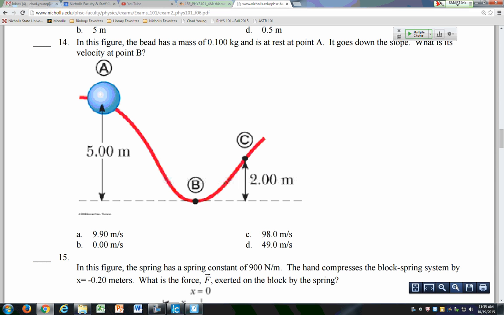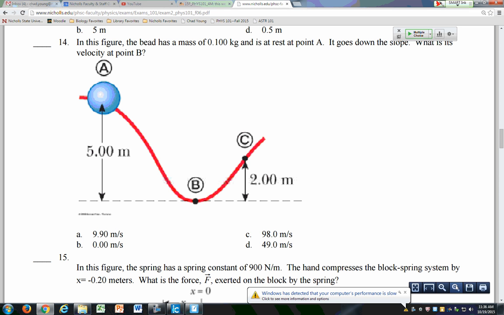Have a bead of mass of 0.1 kilograms, at rest at point A, it goes down the slope. What is its velocity? So how would I do this? I would look at my energy. Initially, it has what type of energy? Only potential? Does it have kinetic initially? Are you sure? It doesn't have any kinetic because it's not moving initially. It only has potential. Because it says the bead has a mass and is at rest at point A, so it has no kinetic. It goes down the slope. At point B, it only has what type? Only kinetic. So I'd set the potential energy at the top equal to the kinetic energy at the bottom.